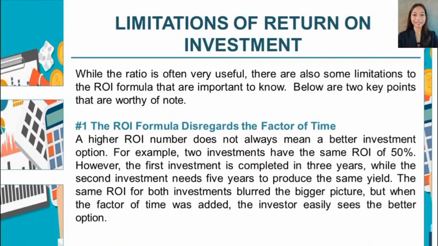For example, two investments have the same ROI of 50%. However, the first investment is completed in 3 years, while the second investment needs 5 years to produce the same yield. The same ROI of both investments blurred the bigger picture, but when the factor of time was added, the investor easily sees the better option.